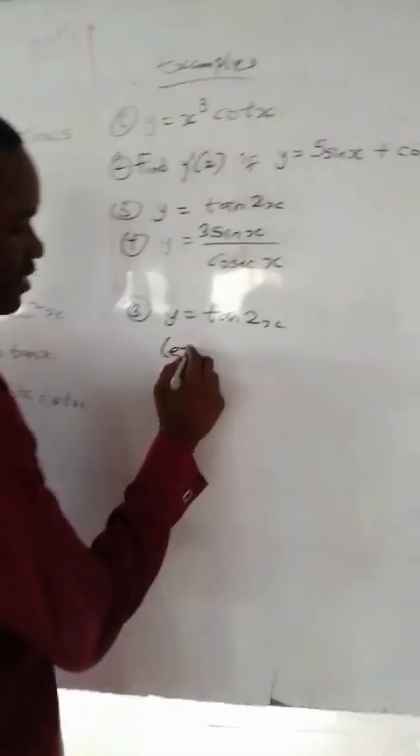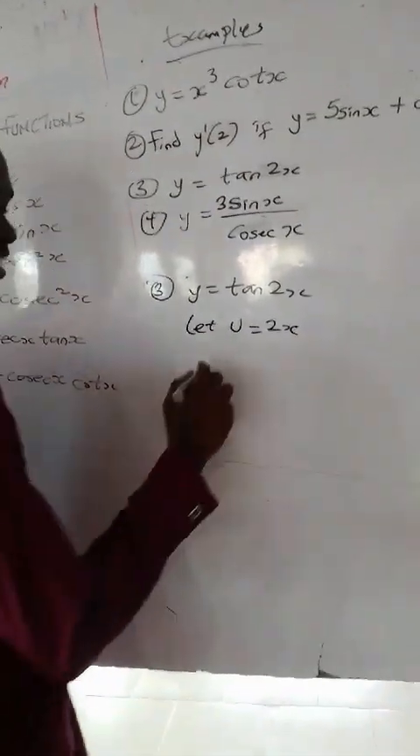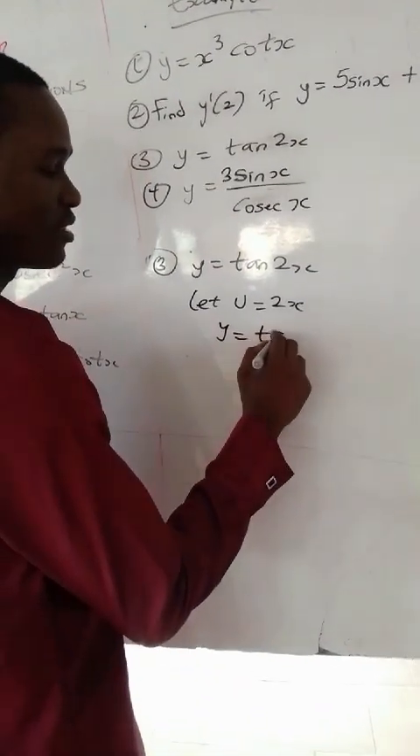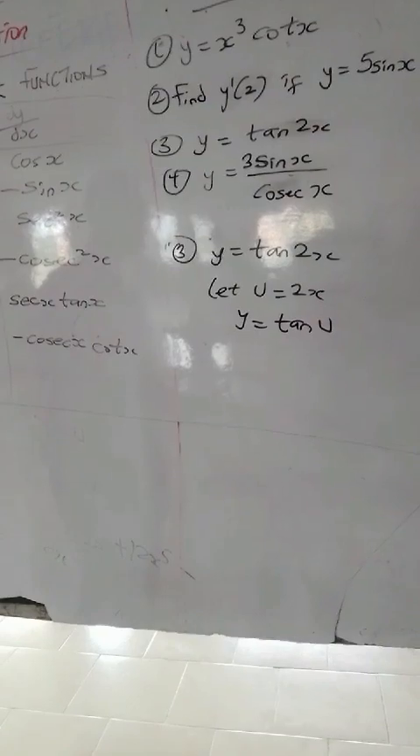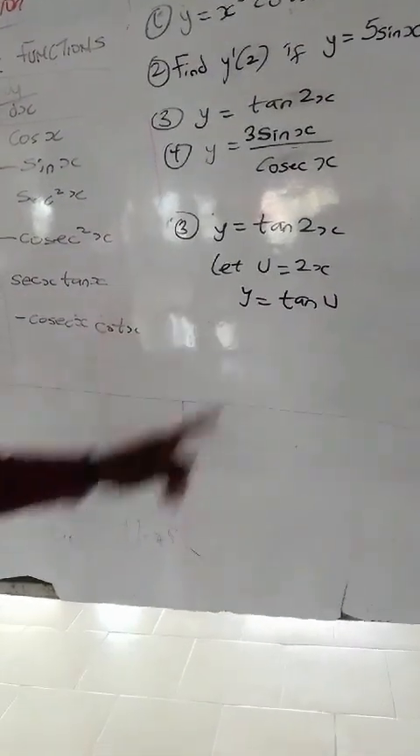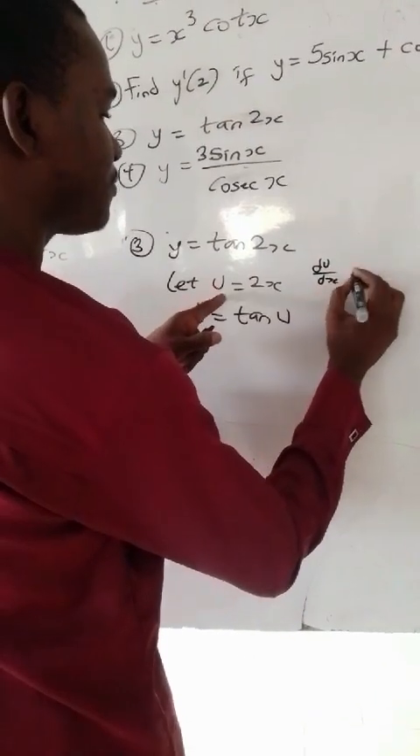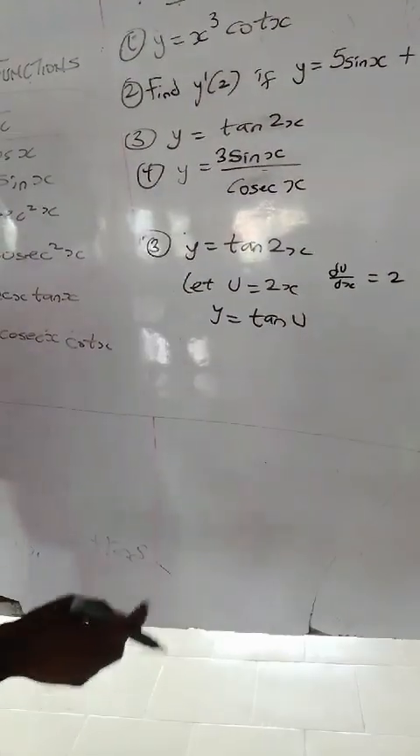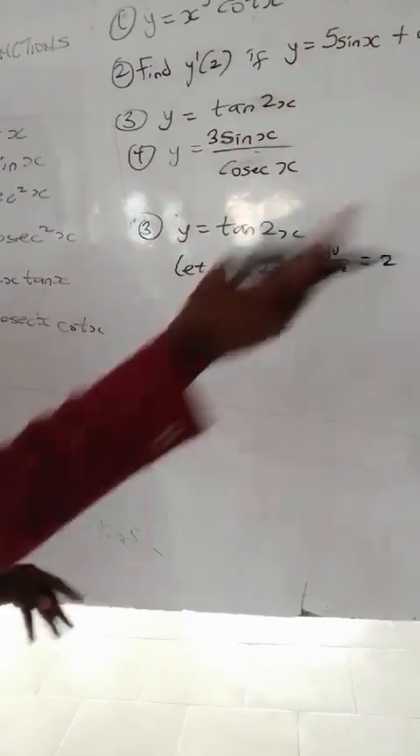Let u equals 2x. Then your y will be tan u. This is function of function. Do you understand this? What is now du over dx? It is 2. Me as a person, I know what the answer will be. I know it will be 2 sec something.